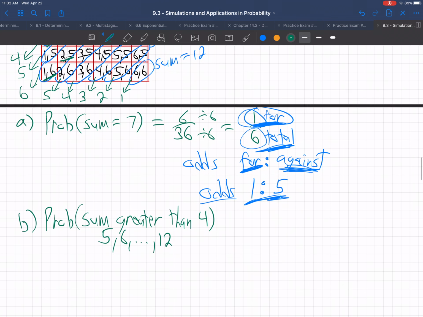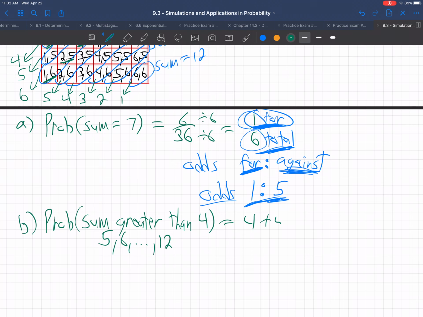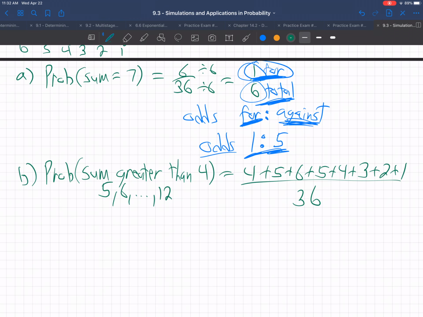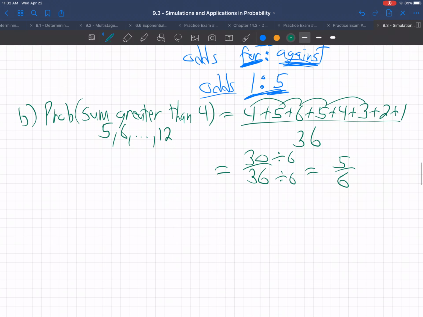We got to add up, so it's going to be 4 plus 5 plus 6 plus 5 plus 4 plus 3 plus 2 plus 1 over 36, right? There's 36 total boxes, and that's how many on the bottom. The numerator is how many boxes have a sum of 5 or more, greater than 4. That adds up to 9, 15, 20, 27, 29, 30. So 30 out of 36, and then reduce that fraction, divide top and bottom by 6. It's 5/6. So now that's the probability.